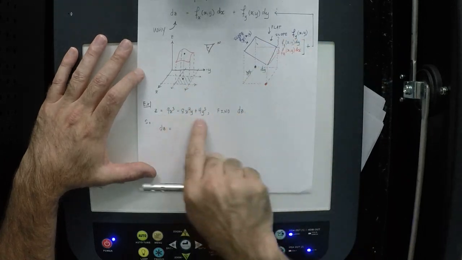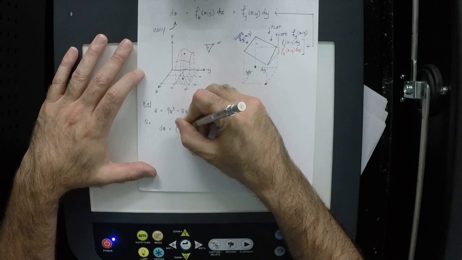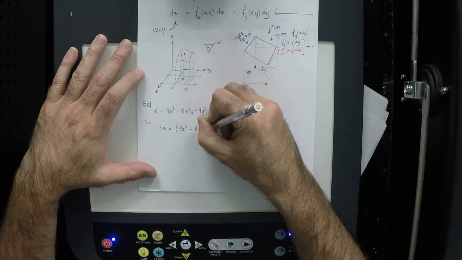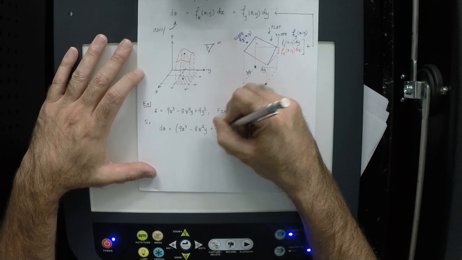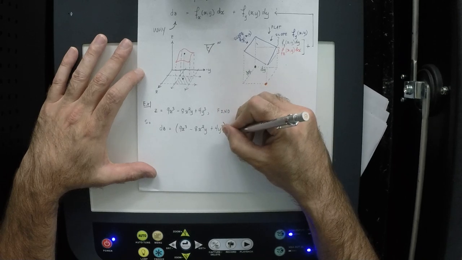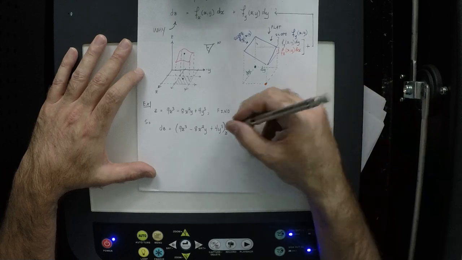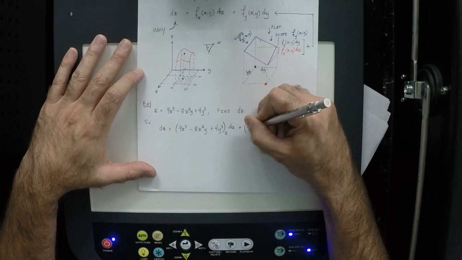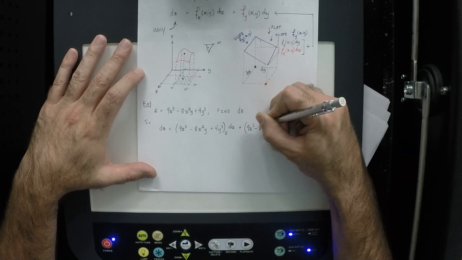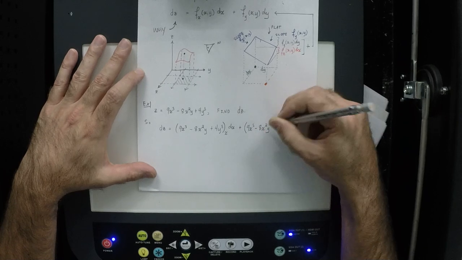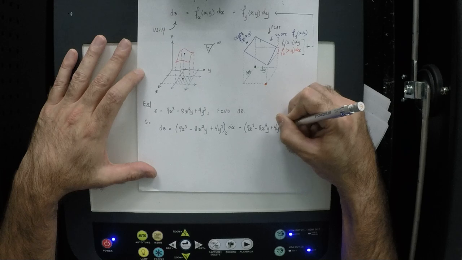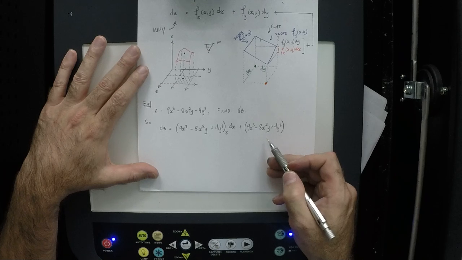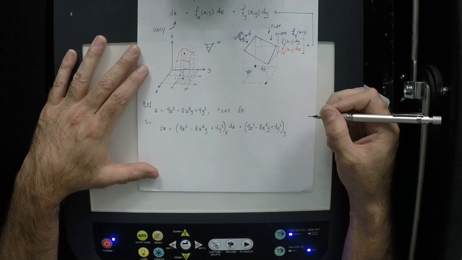What I'm saying is, I want you to take all that stuff there, 9x cubed minus 8x squared y plus 4y cubed, all that stuff. I want you to compute the x partial and then write dx. And after you've done that, I want you to take all that stuff again, 9x cubed minus 8x squared y plus 4y cubed. And now what I want you to do with it? Compute its y partial and then write dy.